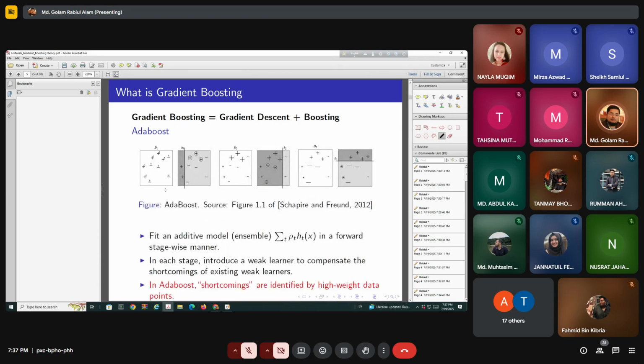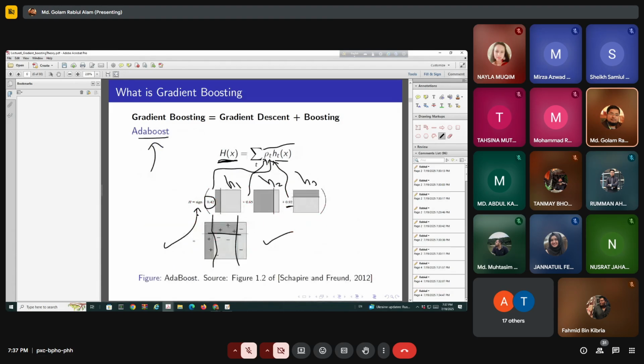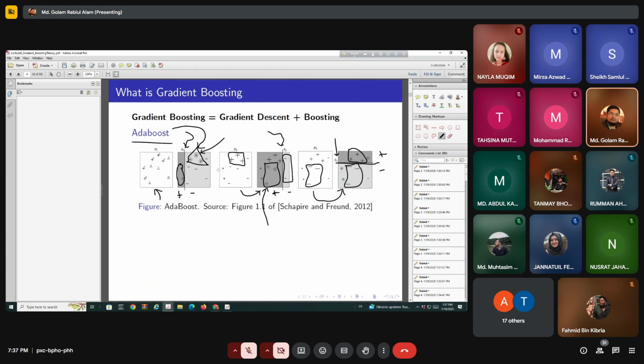But what's the difference here in gradient boosting? In gradient boosting, the shortcomings are identified by the gradients. But how about AdaBoost? In AdaBoost, the shortcomings are identified by high weight data points, as we have already seen here. These are the misclassified instances, so this is kind of the shortcoming. Then we increase the weights of these instances. Here you can see three instances with increased weights.